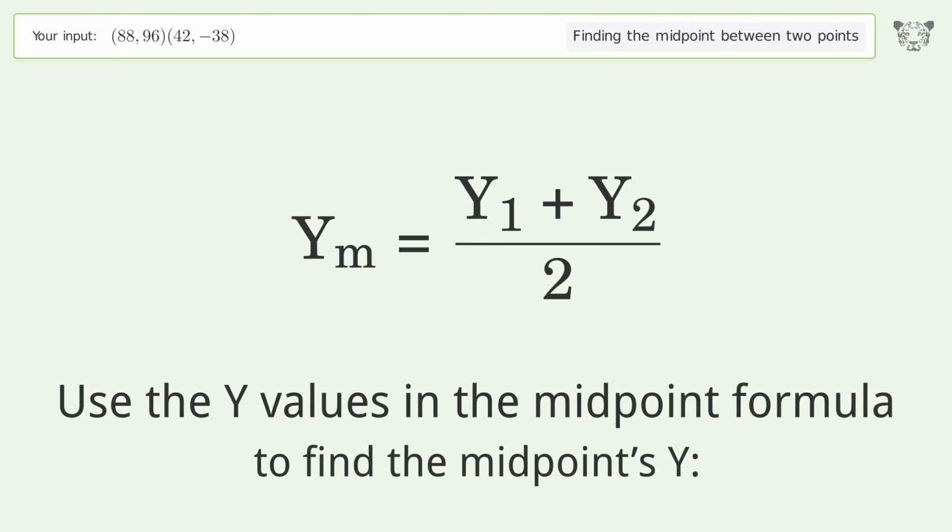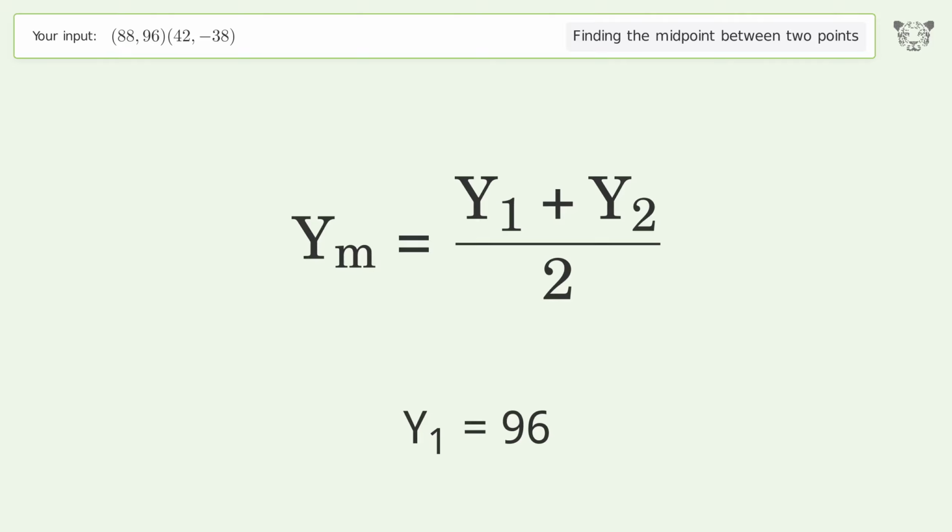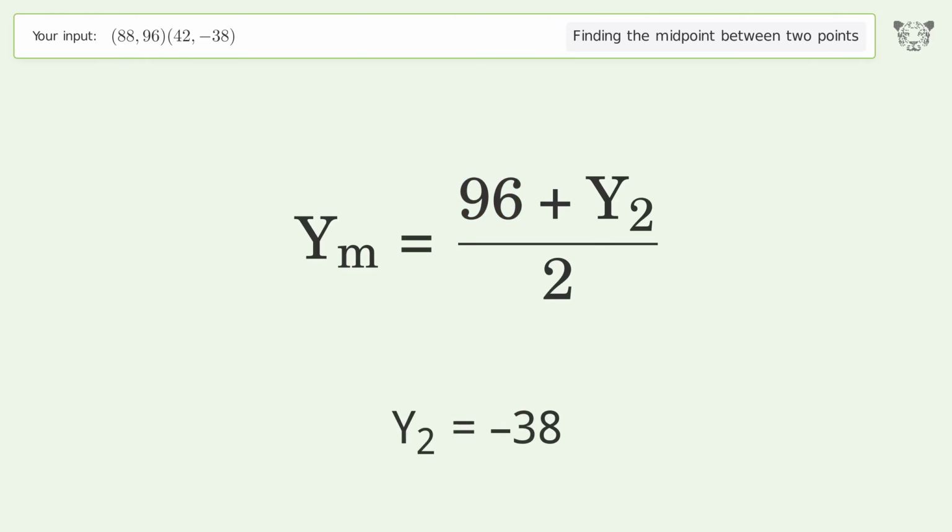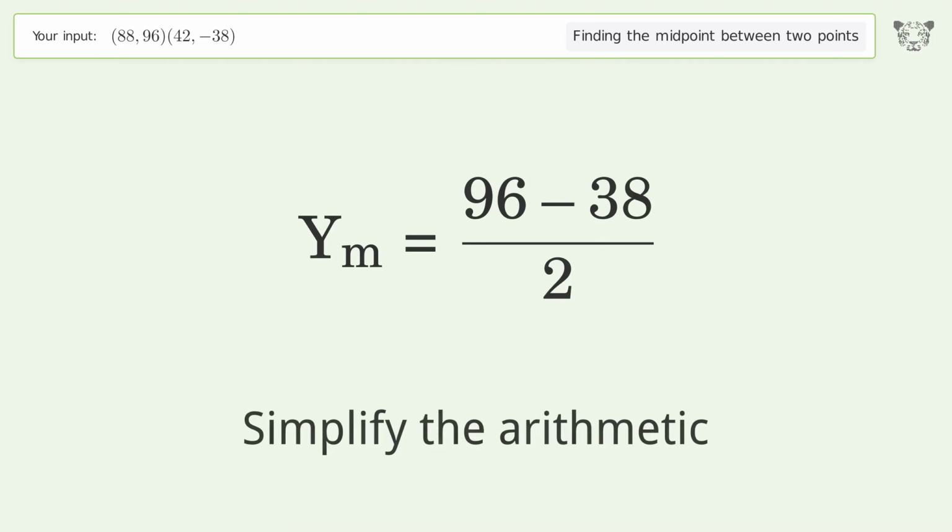Use the y values in the midpoint formula to find the midpoint's y. y1 equals 96. y2 equals negative 38. Simplify the arithmetic.